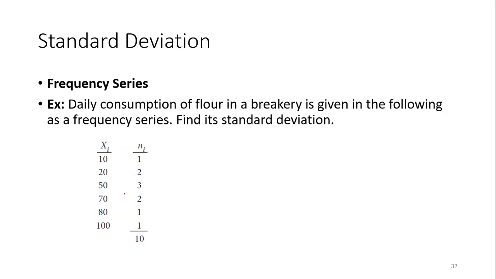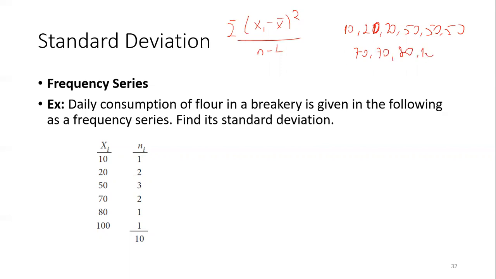So what we need to find first, remember the formula: the sum of xi minus x bar squared, divided by n minus 1. But this is a frequency series, which is nothing but a summary of the data. So in fact, what we have is 10, 20, 20, then 50, 50, 50, then 70, 70, then 80, and 100. This is a compact form of the data, so you can calculate the average and the standard deviation of this data.